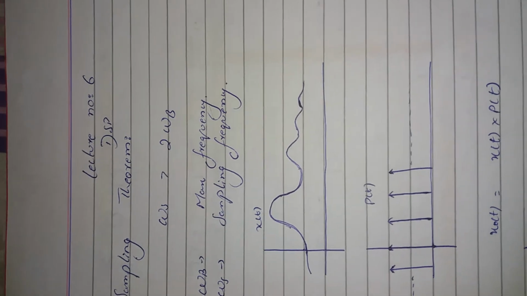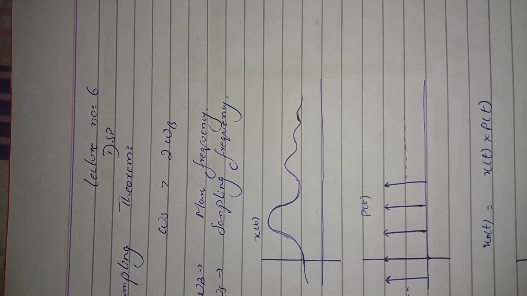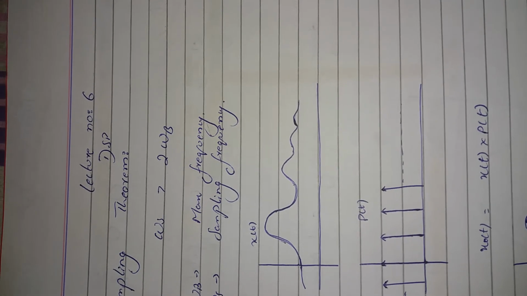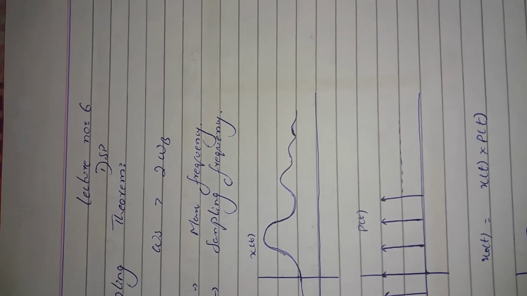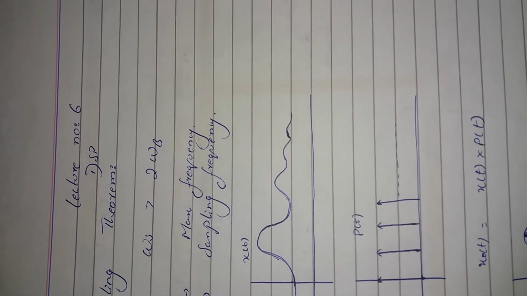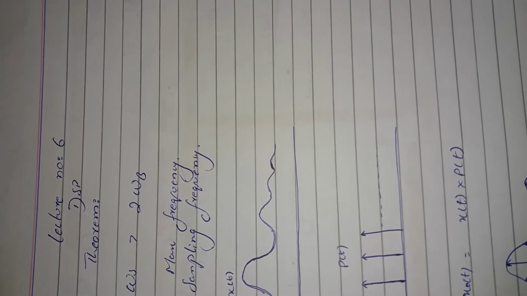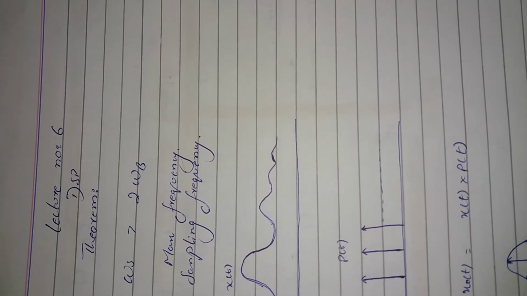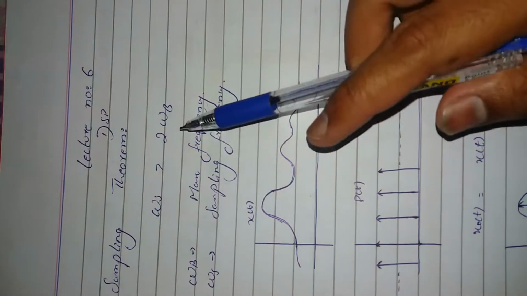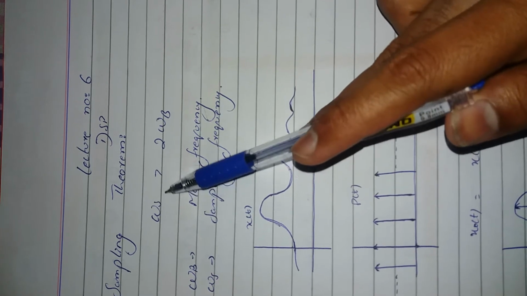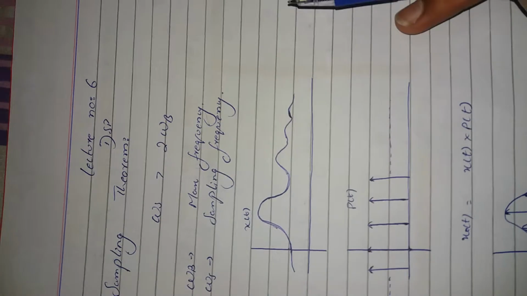So today our lecture is sampling theorem. It's a very important topic in signal processing systems. So what is sampling theorem? Basically, sampling theorem can be defined as the conversion of an analog signal into a discrete form by taking the sampling frequency as twice the input analog signal frequency. So basically what we do is we take the sampling frequency as twice the original frequency. So that's the sampling theorem.